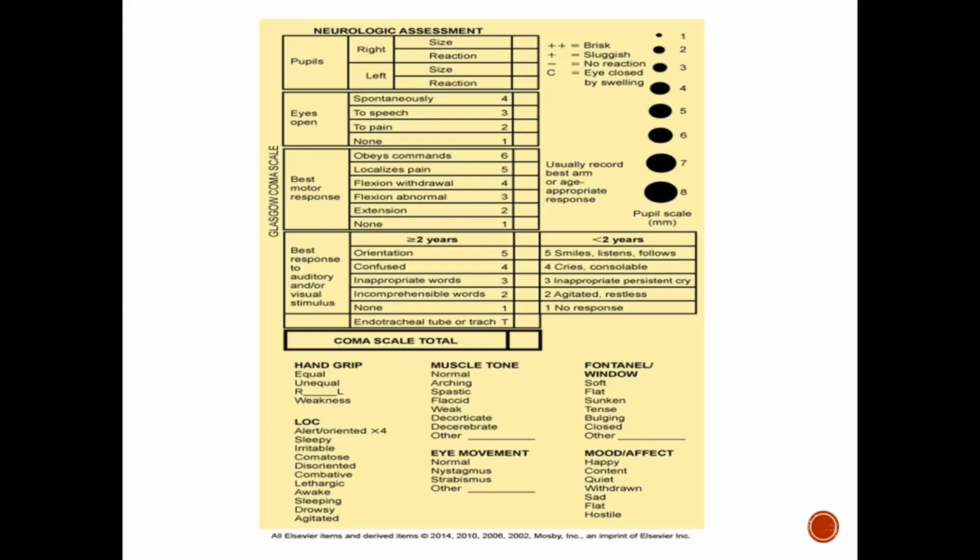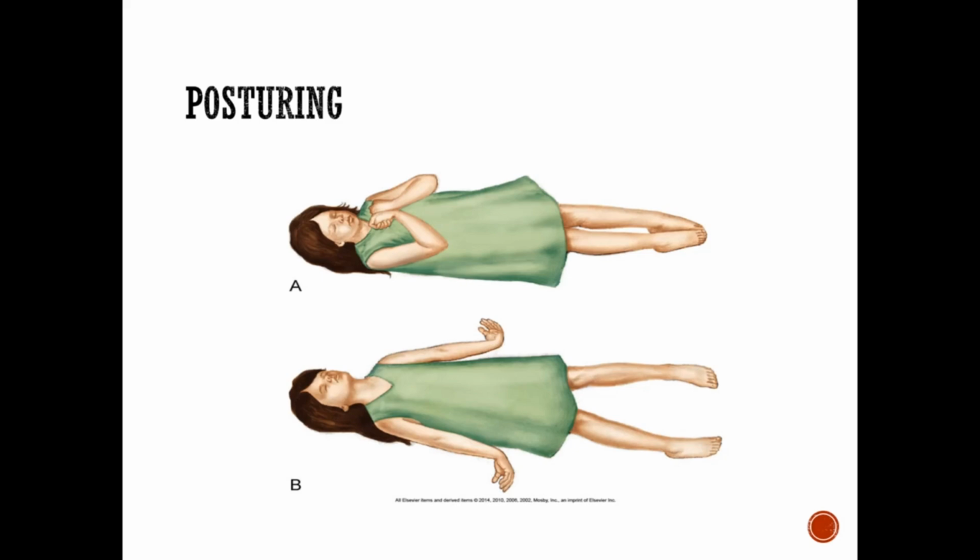And then the lowest score that a person can receive is a 3, and this indicates a deep coma or death. So you can see basically they can get a score based on what their eyes are doing, their best motor response, and then the best response to auditory and visual stimulus. And then this just gives you an idea when you're assessing for the pupils, the different sizes, if they're brisk versus sluggish. So here are the 2 images of posturing that you may see.